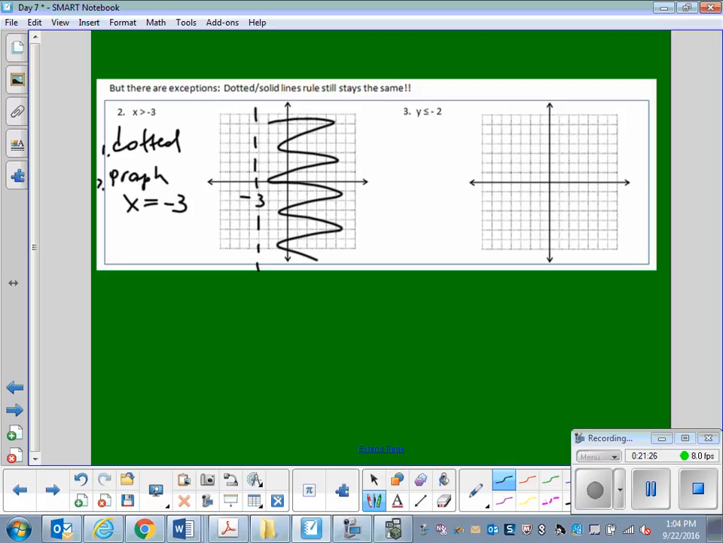So what about the next one? y is less than or equal to minus 2. What is the first thing to do, John? Solid line. Good. Then we need to graph. What do we graph?